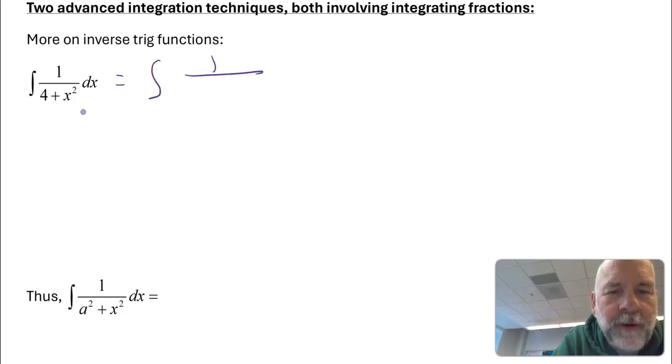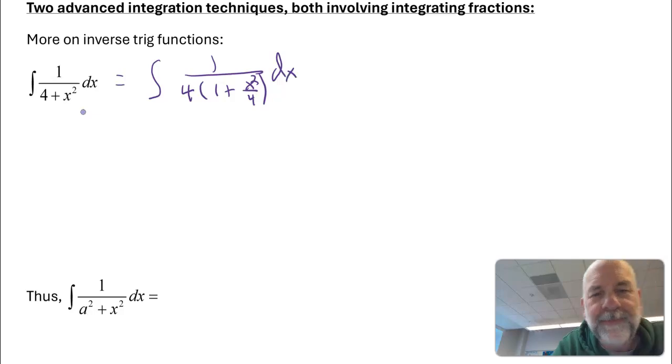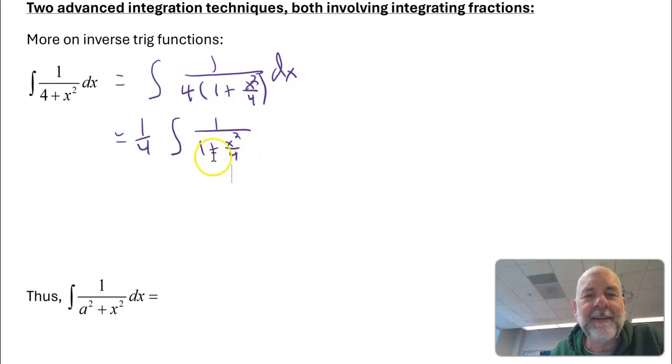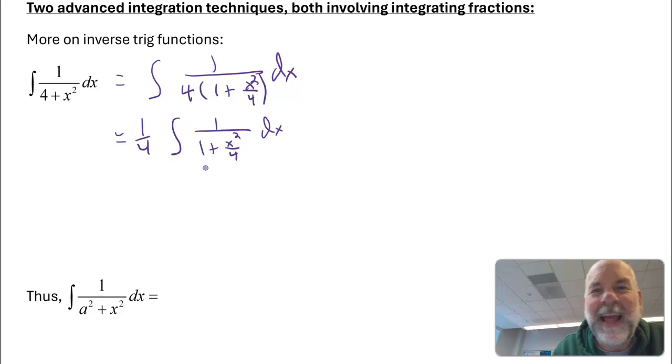So it's 1 over 4 times 1 plus x squared over 4 dx. And so that 4 I could just move out in front. So it's 1/4. And now I'm closer to inverse tan because now I've got a 1 there, like I'm supposed to have in the formula. The only problem is I've got an x squared over 4 there. I don't want an x squared over 4. I want that to be an x squared or whatever.